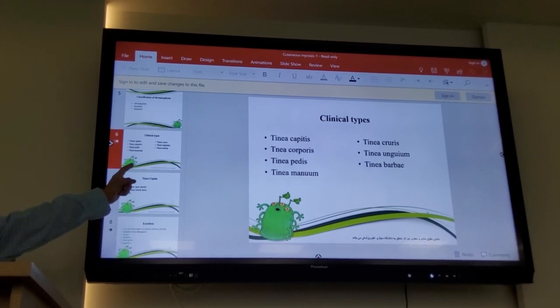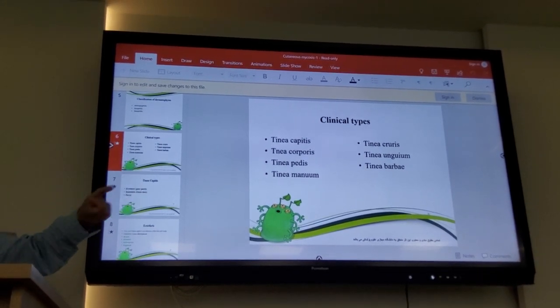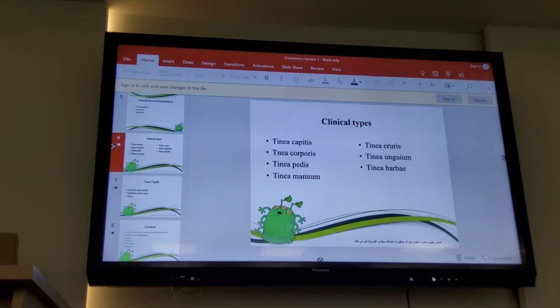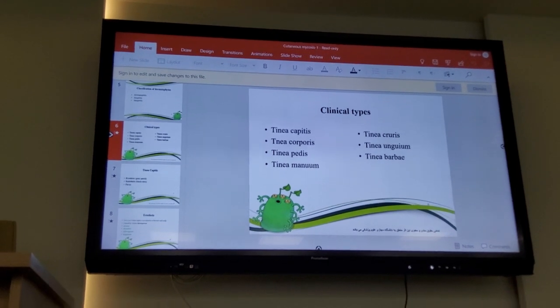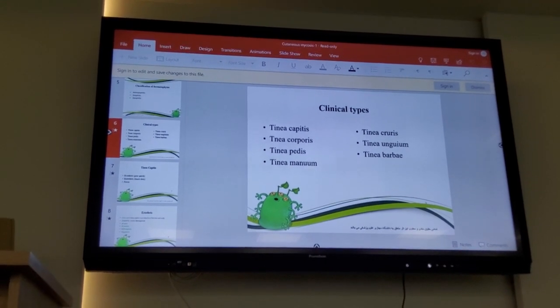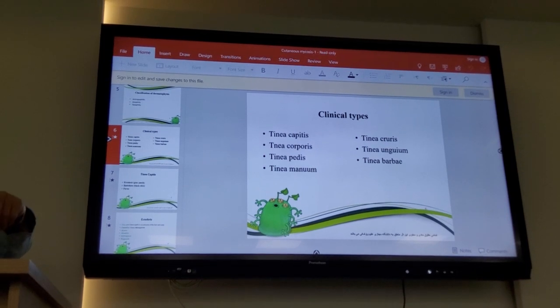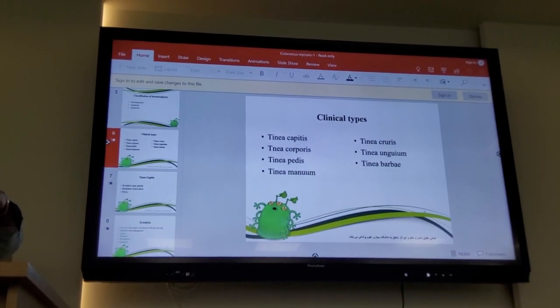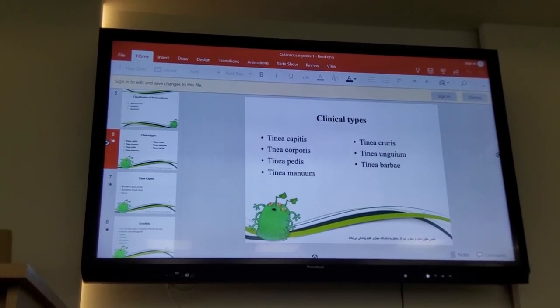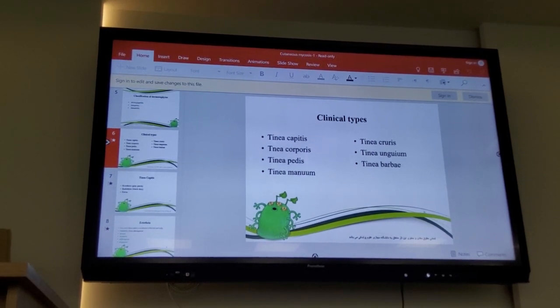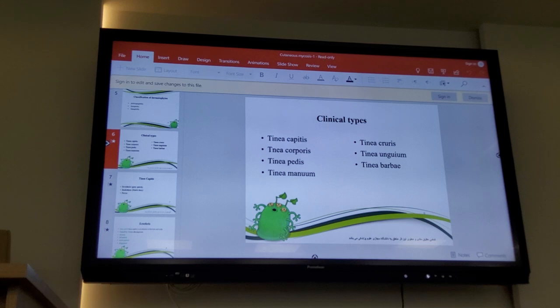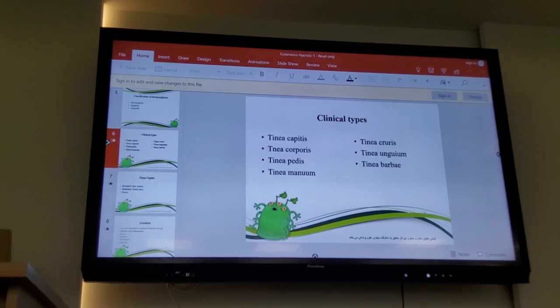Somebody tell me what is Tinea capitis? I like another person, another student, except him. Only one student studied the lecture that I sent you about 10 days or 2 weeks ago.